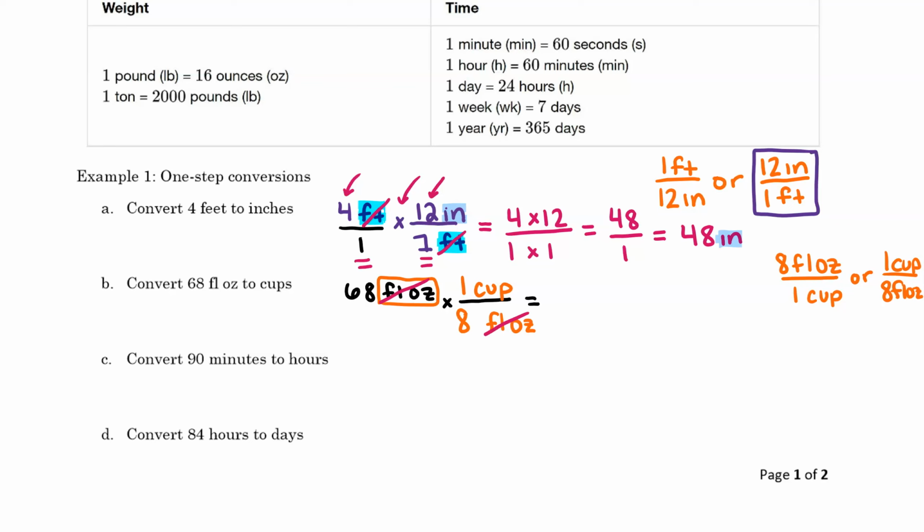So the math on top is 68 times 1, and the math on bottom is just 8. So I have 68 over 8. Now 68 isn't divisible by 8. So here you can do the division to get a decimal, or you can leave your answer as a simplified fraction. Let's do a simplified fraction first. Both of these are divisible by 4.